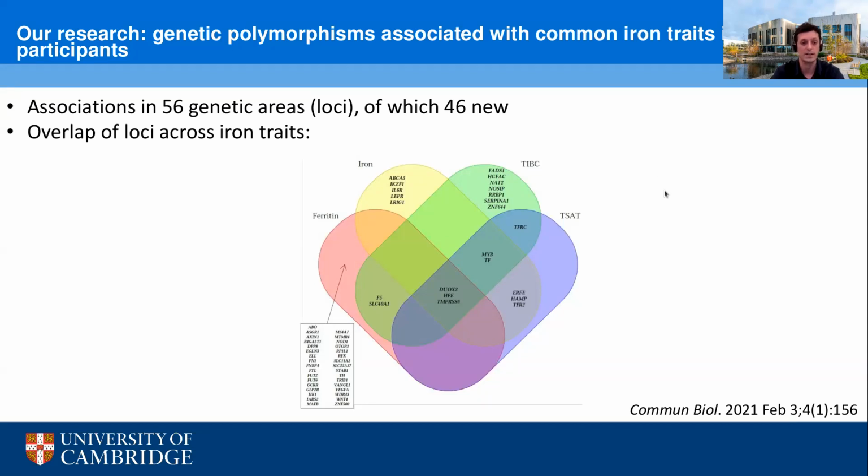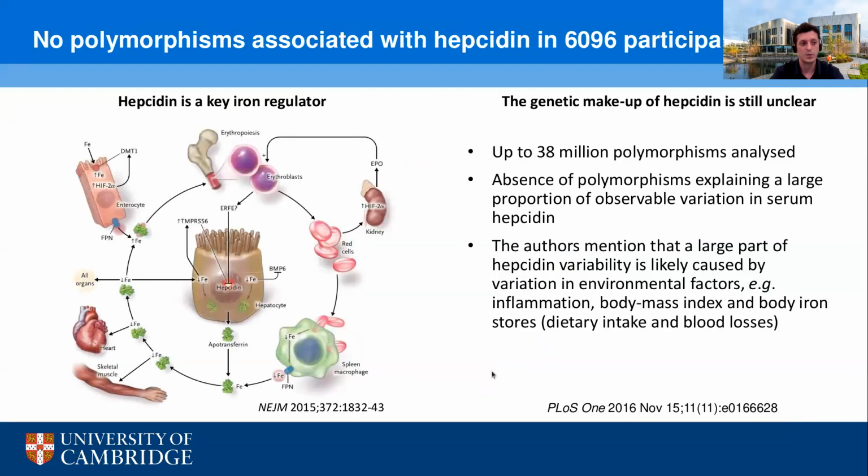We also found an overlap of loci across iron traits. And some of them, like these three in the middle, were observed for all the 4 iron traits that we analyzed, suggesting that they may play a key role in iron regulation. However, we don't have that amount of information for all the traits related to iron. For example, we don't know much about hepcidin.